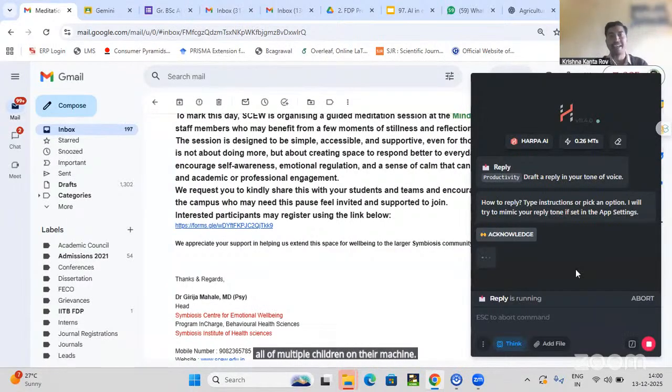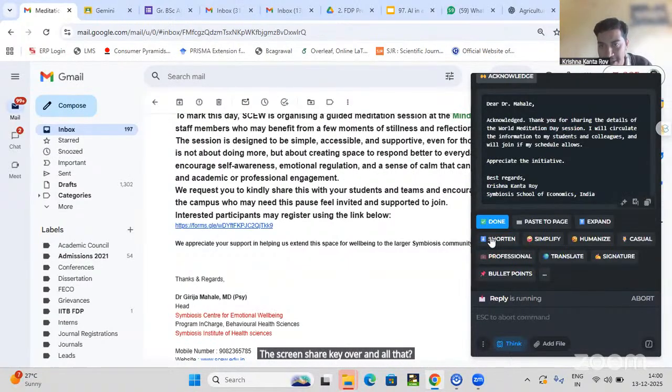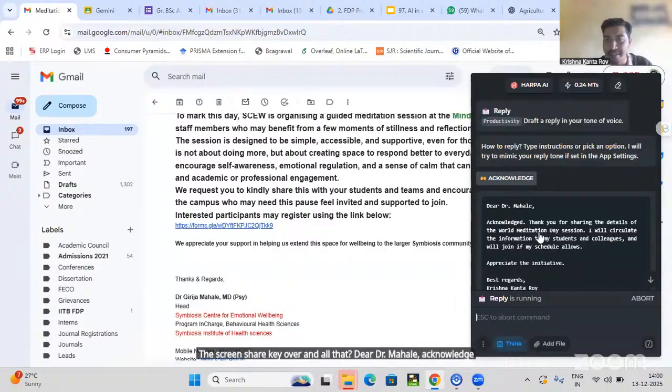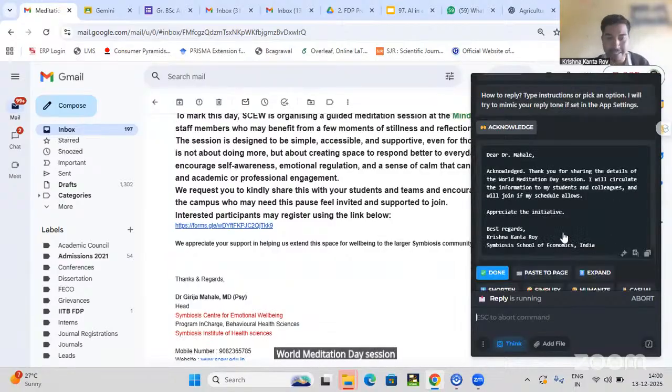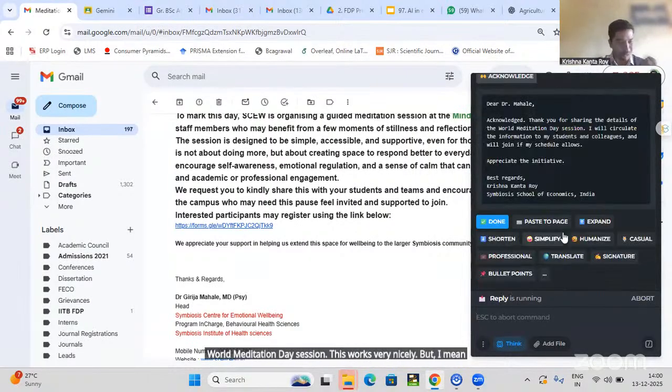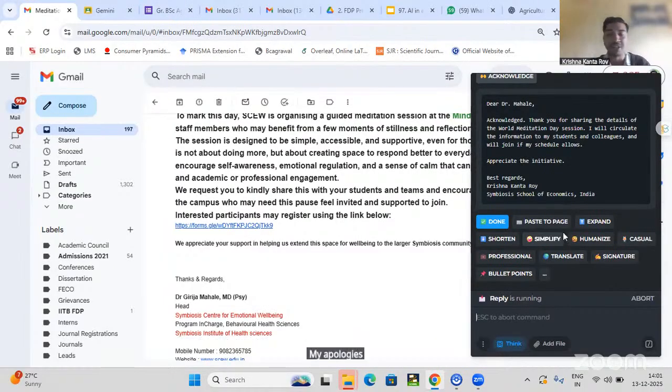अब आप देखिए, although multiple चीजें हैं तो थोड़ा स्लो चल रहा है मेरा मशीन because Zoom is there. मैंने स्क्रीन शेयर किया हुआ है and all that. और ये हार्पा और एक एक्सटेंशन, but see how it replies. Dear Dr. Mahale, acknowledge. Thank you for sharing the details of World Meditation Day session. This works very nicely. I mean, मैं थोड़े से कुछ आपको दिखा रहा हूँ. My apologies, but see, it works so nicely.